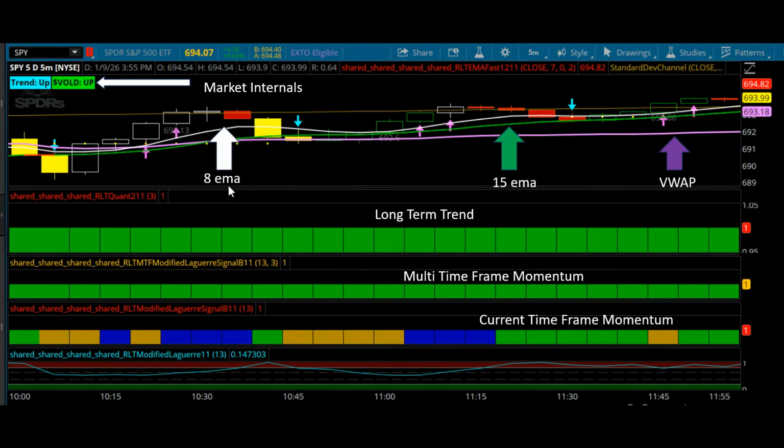Now, one of the things we also have, and I'm going to talk about these further as we get into the video, are these candlesticks. Candlesticks typically are green and red. Red is bearish, green is bullish. But with the SPY Super System, we color the candlesticks that are bullish but high volume white. And we color the candlesticks that are high volume and bearish yellow.